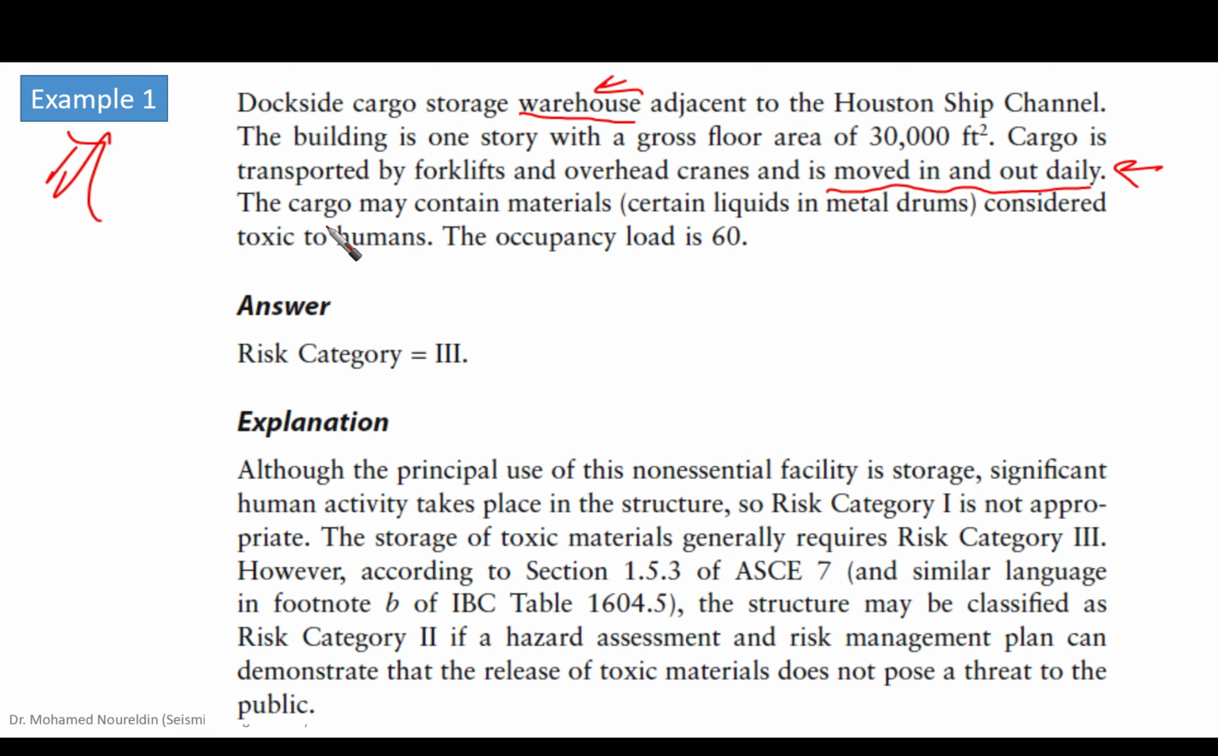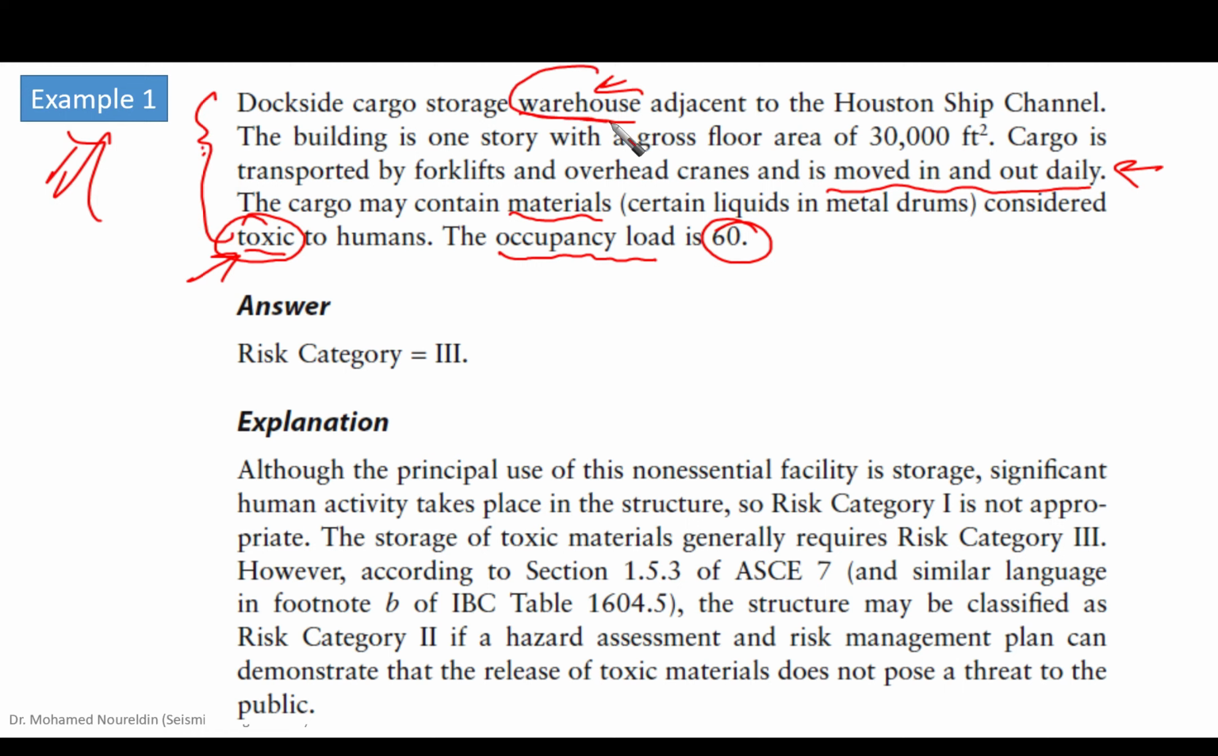The cargo may contain materials, and this is an important one. What is the type of the material? Certain liquids in metal drums considered toxic. This is another issue that we should consider for humans. So it is something hazardous, right? The occupant load, as we have understood now, is 60. So this is the description.